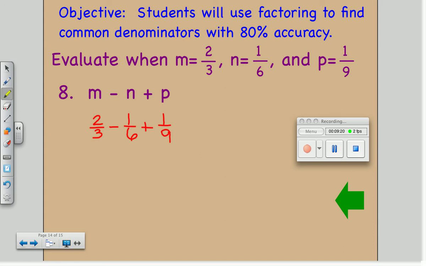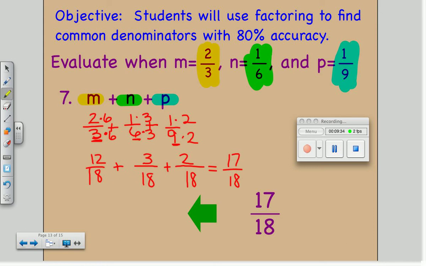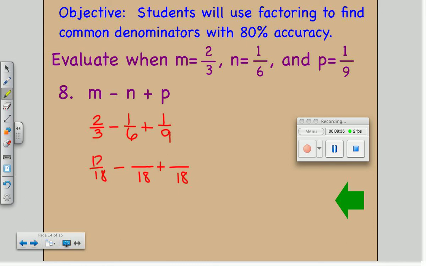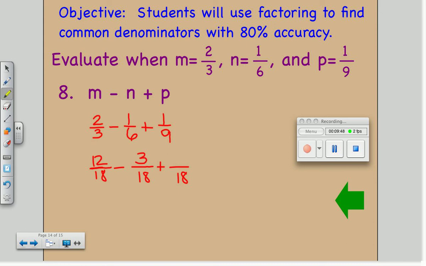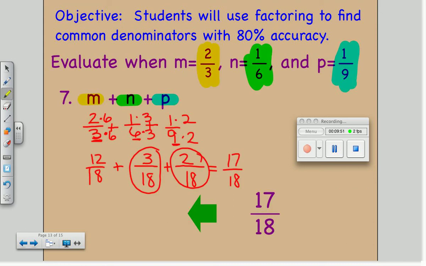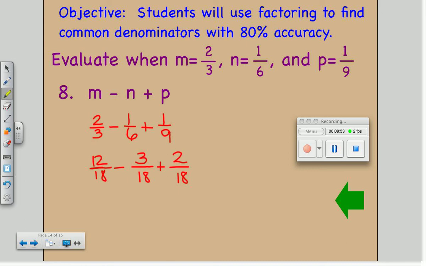Let's use the same denominator, 18. I'm going to go back to the other screen to write the same numbers. There's no reason for me to have to do the math over again when it was already right here. So I have 12/18ths, 3/18ths, and 2/18ths. The only difference is now I subtract instead of add the first and second term.